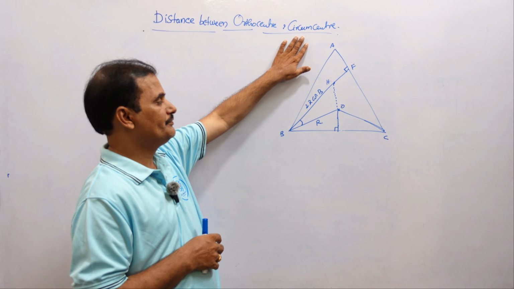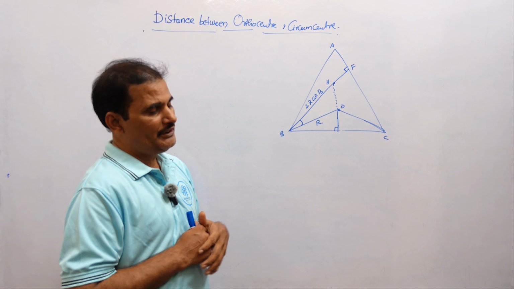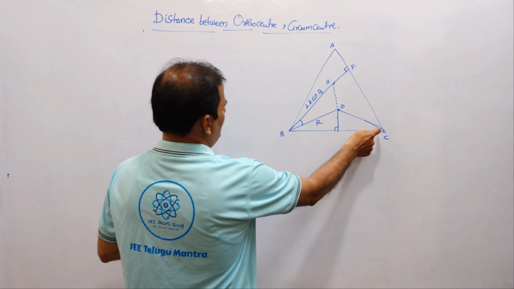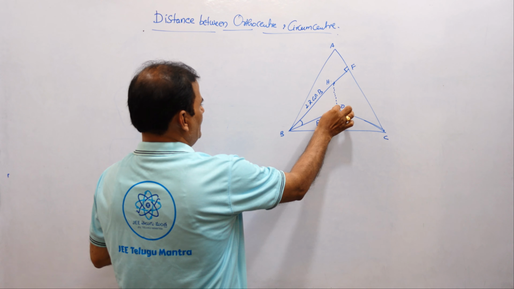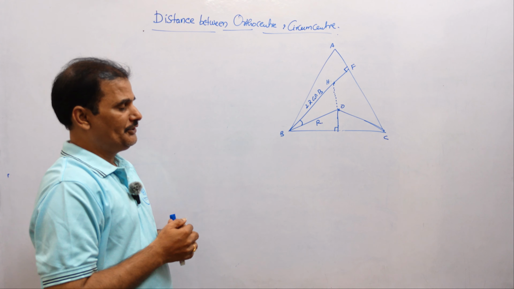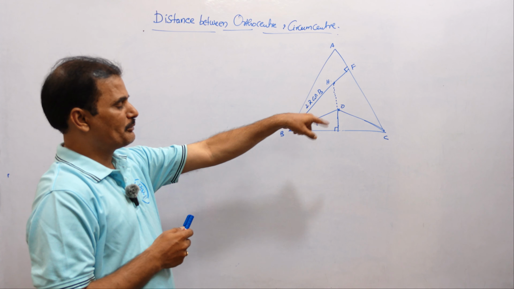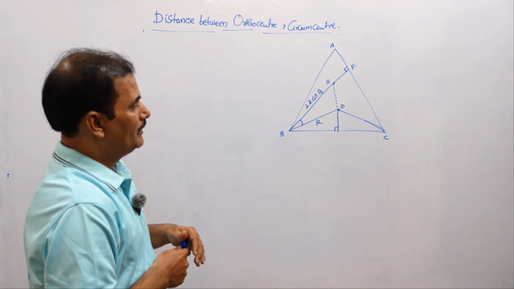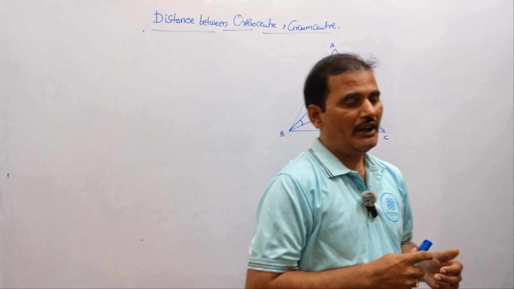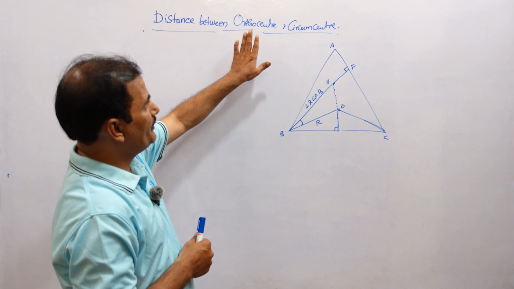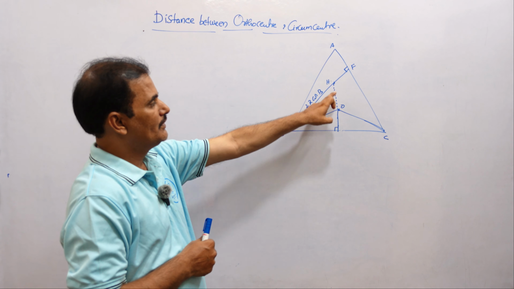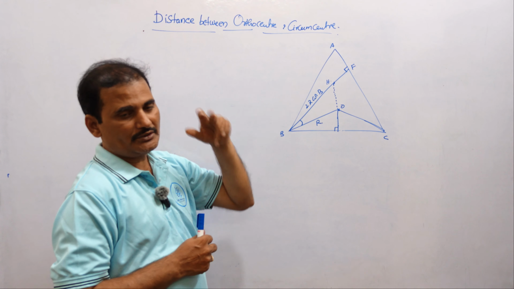And circumcenter. This O is the circumcenter, the perpendicular bisector. We extend BO up to here. We extend CO up to here. These two are the perpendicular bisectors. This is the bisector and perpendicular. O is the circumcenter. Now we have to find out the distance between orthocenter and the circumcenter. Here O and H, orthocenter and circumcenter.